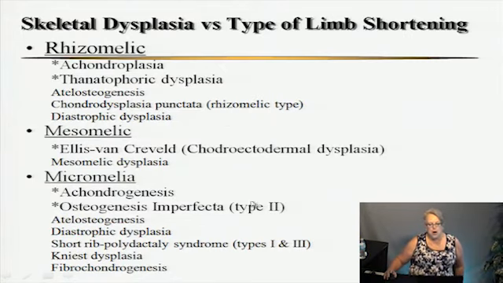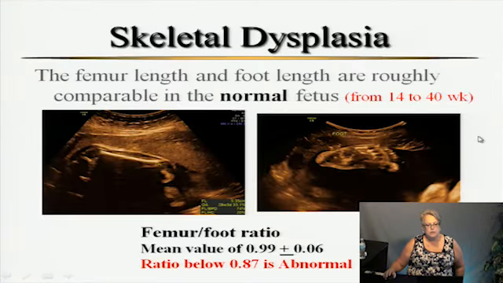And then OI, osteogenesis imperfecta type 2, again, those are with the micromelia and the short rib polydactyly. There's a whole list of them here for you. So in skeletal dysplasia, the femur length and the foot length are roughly comparable in the normal fetus from 14 to 40 weeks. The femur-foot ratio, the mean value is 0.99 plus or minus 0.06 either way. But if that ratio is below 0.87, that's abnormal.